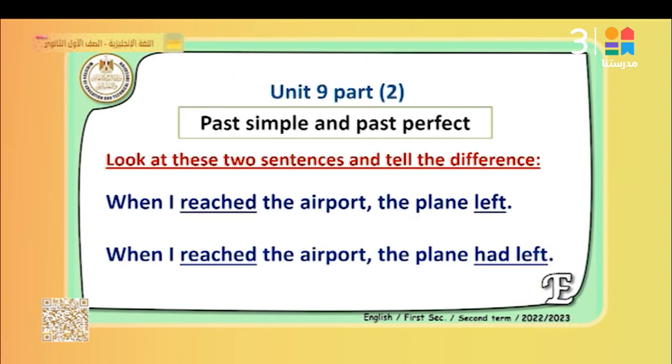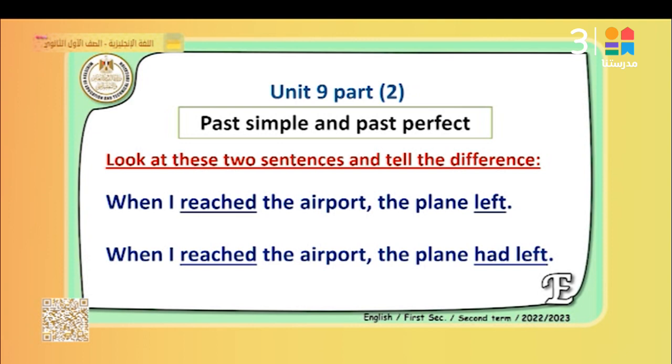So look at these two sentences and tell me the difference. What is the difference between these two sentences? When I reached the airport, the plane left. When I reached the airport, the plane had left. In the first sentence, we have two verbs in the past simple. But in the second sentence, we have one action in the past simple and another action in the past perfect.